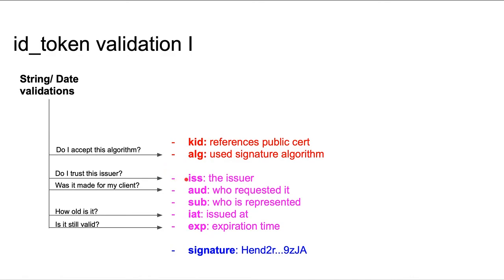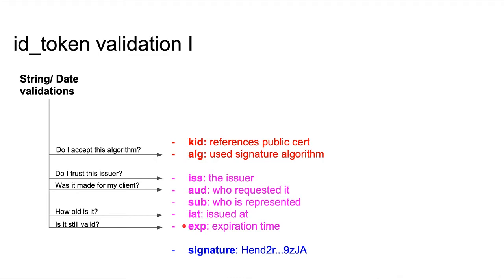The issuer: is this issuer a trusted party in your system? This is a very simple check. Was it made for my client? So do you find the client ID in the audience value? And if not, you can just throw away the token and not accept it. How old is it? You could have a rule for issued at that says it cannot be issued more than 1 minute in the past or 5 minutes in the past. This is how you could leverage this field.